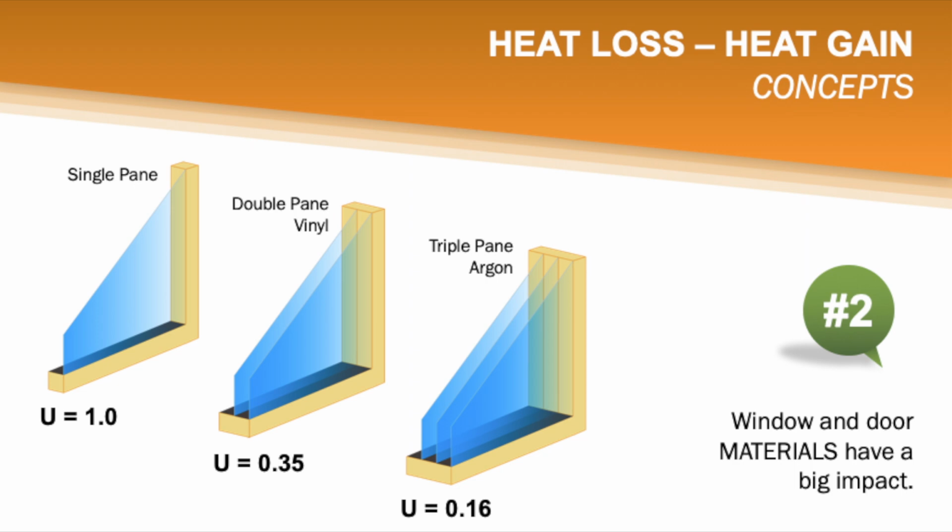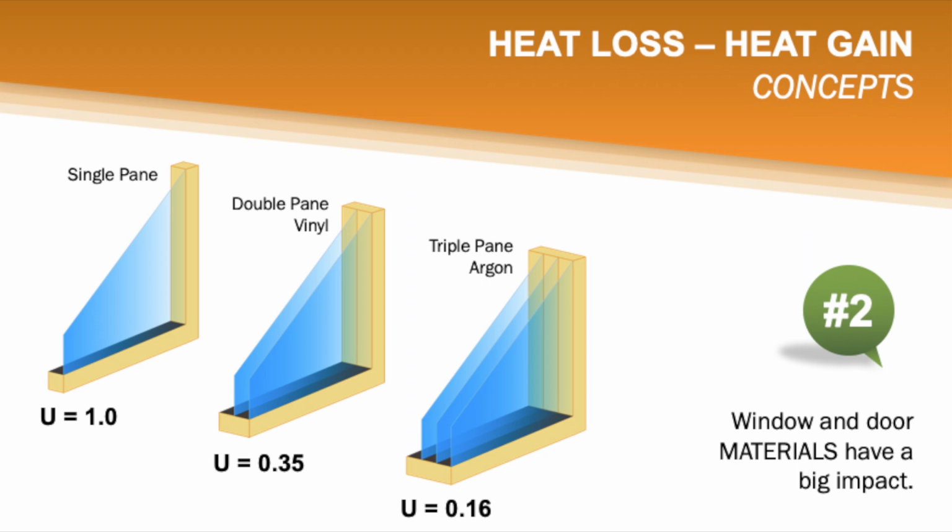The second basic concept is closely tied to the first. Different types of window and door materials will lose and gain heat differently. The rate at which heat moves through a material is defined by its heat transfer rate, or U value. The lower the U value, the slower heat moves through it.